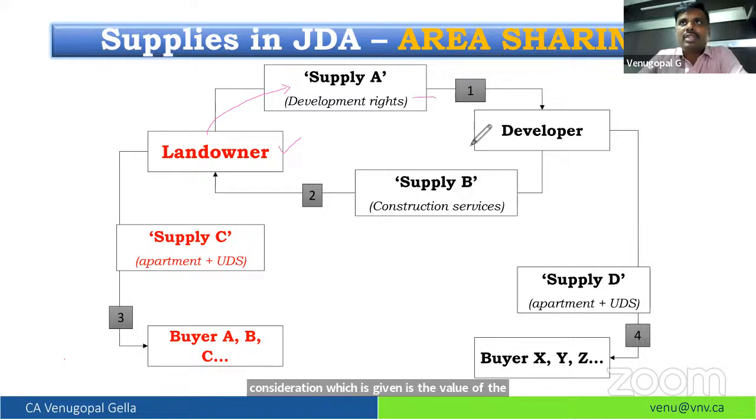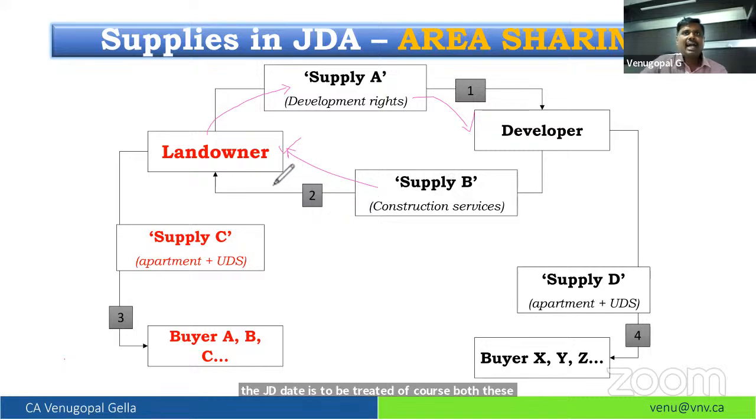Now, in lieu of this development right, the developer is giving constructed units back to the landowner. So there is a construction service, and he would again be paying GST on construction services. This is not cost plus 10% or whatever be the method. Whatever is the open market value of these units as on the JD date is to be treated. Of course, both these taxations are paid on the OC date. While these are given, the landowner is eligible for input tax credit.